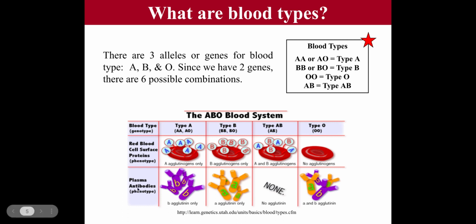And you can also see them in your antibodies. So that's going to be why with transfusions, you have to get a certain type of blood, because you have to have the right type of antibodies.